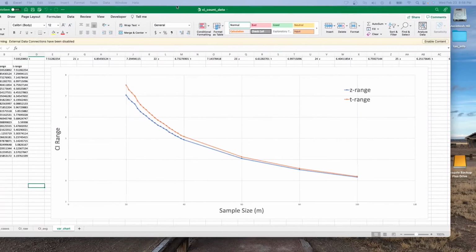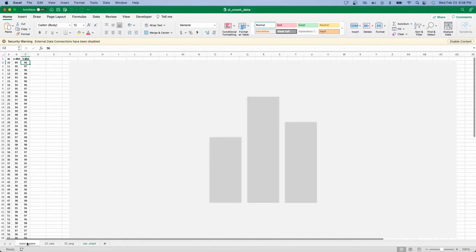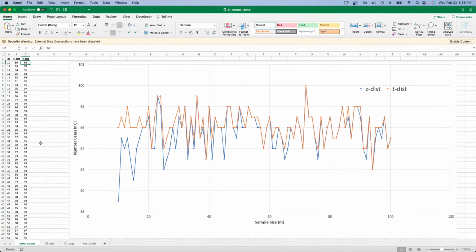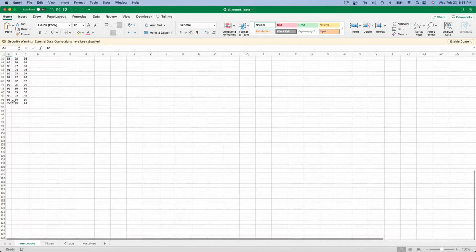All right, so here's Excel. The first thing that we took from the function is the count of the number of times the population mean fell in the confidence interval for every sample size between 10 and 100.